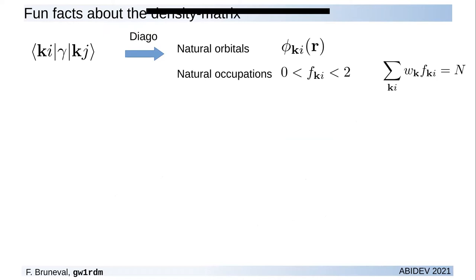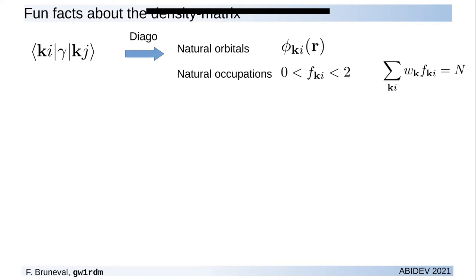So once we know the density matrix for a given K point and band indices i and j, where i and j are Kohn-Sham states and they can be empty or occupied, so it's just a basis to expand the density matrix, then we can diagonalize that, and from that we get the so-called natural orbitals, and the eigenvalues are the natural occupations. These natural occupations should in principle lie between 0 and 2 for spin-restricted calculations, and they should sum up to the correct number of electrons if everything is correct.